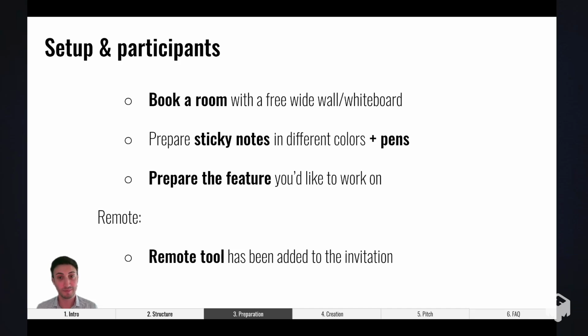So, and then you are going to have this session, and these days it's maybe a little bit harder to do it on-site. However, if you have an on-site session, make sure that you have a room booked with a free white wall or a whiteboard, or let's say a big window where you can use the glass to put on your sticky notes. You should prepare sticky notes in different colors as well as pens. And lastly, as I mentioned before, prepare the feature that you would like to work on. So these things must be in place for a good user story mapping session.